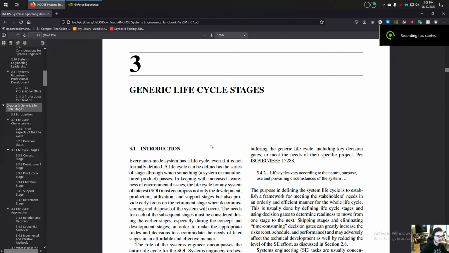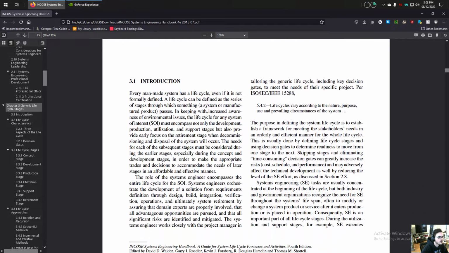Alright, welcome back. This is Chapter 3 of the INCOSE Systems Engineering Handbook, Generic Life Cycle Stages. Starting with Section 3.1, Introduction.